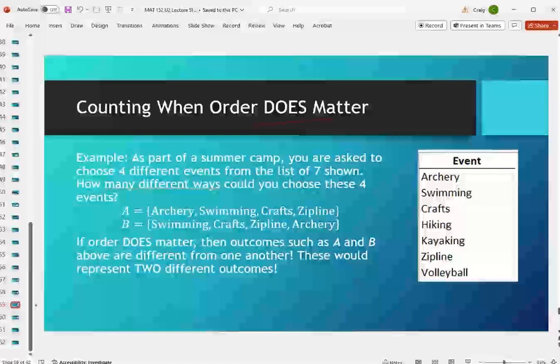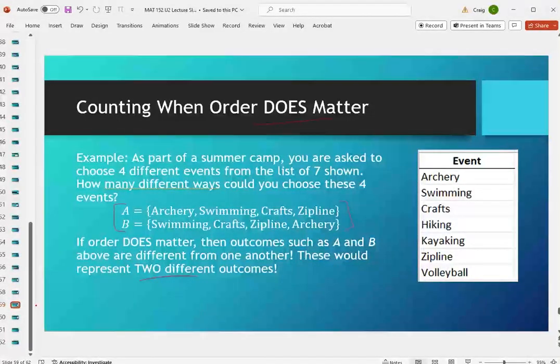Now, if order matters, A and B are different. These are now 2 different outcomes, and we have to count them as 2 different outcomes, because they're written down in a different order, because the events occur in a different order. So whereas when we had combinations there are only 35 if it doesn't matter what order we write them down, now there's going to be much more if it matters which order we write them in, because here you can see just A and B are different. And remember, any way you reorder them, each one's a different outcome.